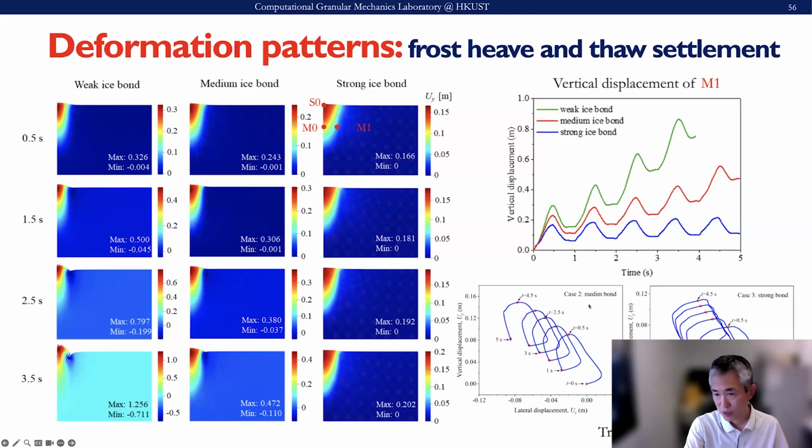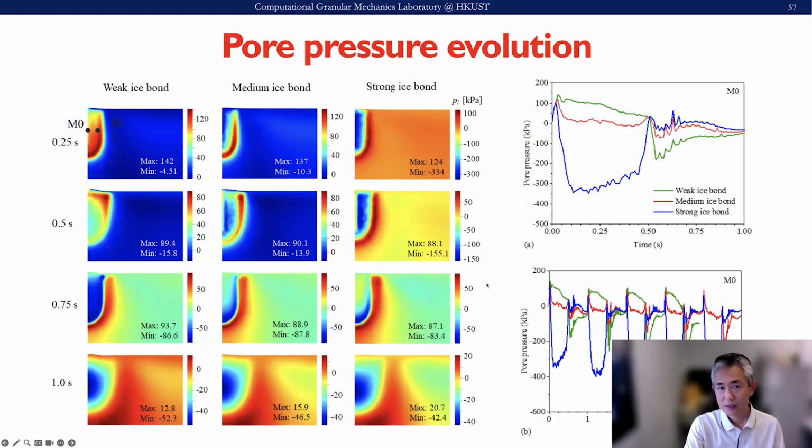This is a medium bond case. This is a strong bond case here. You can observe the magnitude difference as we see from here. And this is a further comparison of the pore pressure evolution here. The strong bond and weak bond evolve differently here. Okay, and so this is the comparison of the pore pressure for weak, medium, and strong.